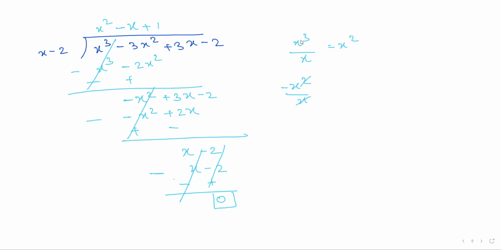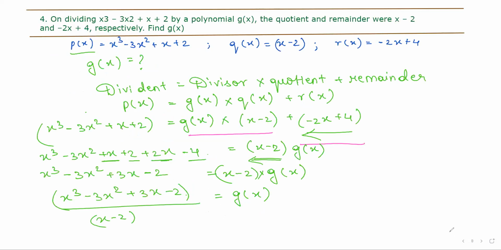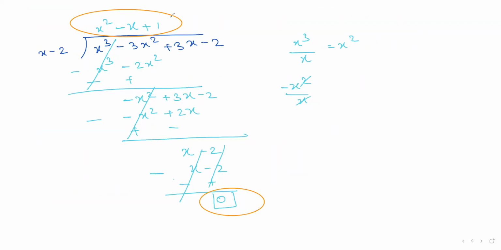So we know that if you have your remainder 0, this is your remainder, this is your quotient. So if you have remainder 0, this is a factor. Also, it was proven that if you divide these two terms, you will get the value of g of x. So this is the required quotient, or this is the required g of x. Required g of x is equal to x square minus x plus 1. Next question.